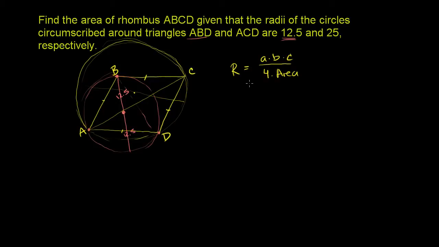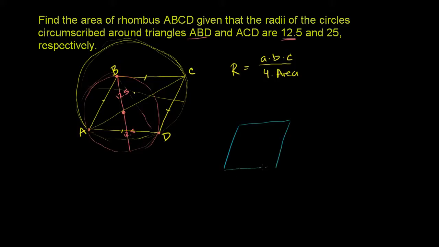So let's see if we can use this formula that we have proved in a previous video to figure out, or express somehow, the areas of triangle ABD and triangle ACD, and then see if we can use that information to figure out the area of the entire rhombus. So let me redraw it a little bit, because I think my diagram's gotten kind of messy. So I'll redraw the rhombus.